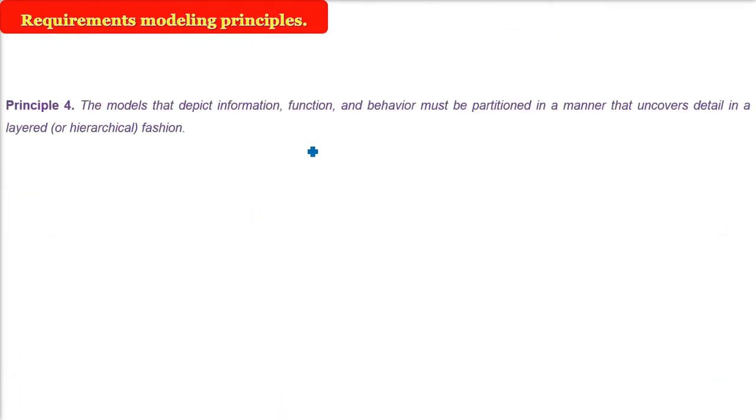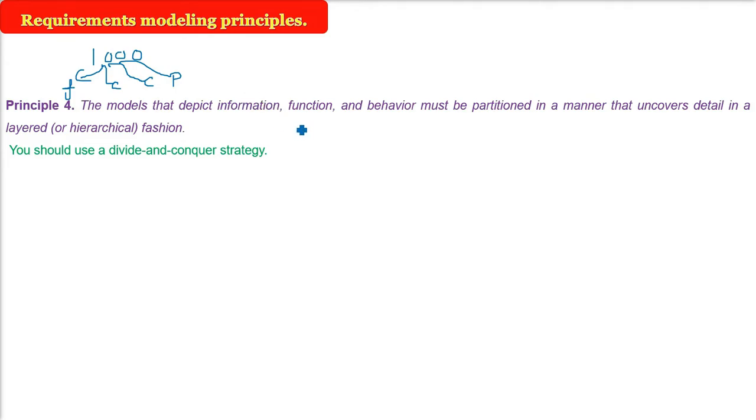The models that depict information, function, and behavior must be partitioned in a manner that uncovers detail in a layered or hierarchical fashion. What is hierarchy? The way is to use divide and conquer. For example, an organization has 1000 people. You will make committees: a food committee, a cultural committee, a cleaning committee, a procurement committee, a security department, and so on. So you are making departments or committees.